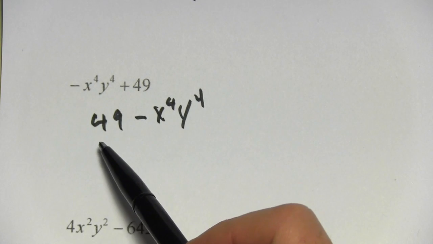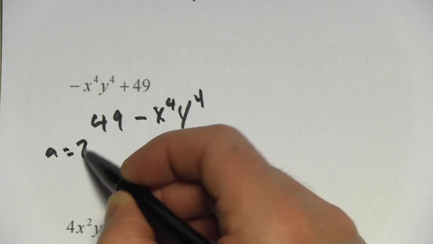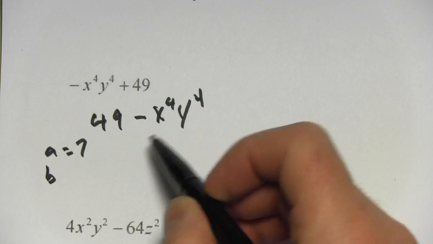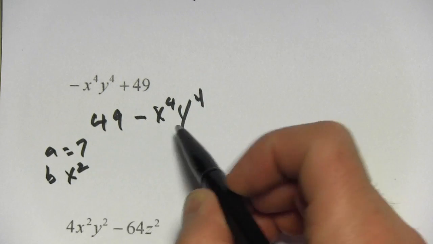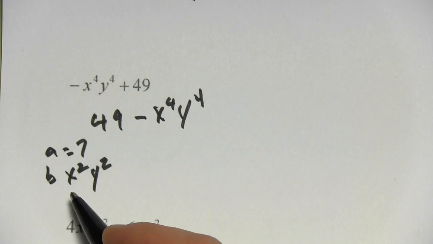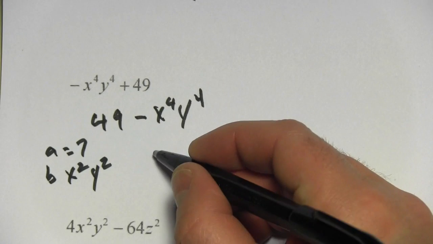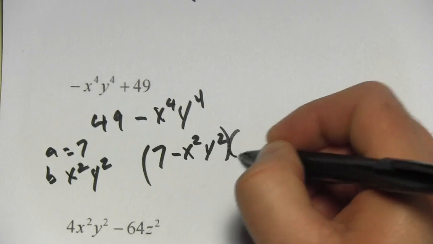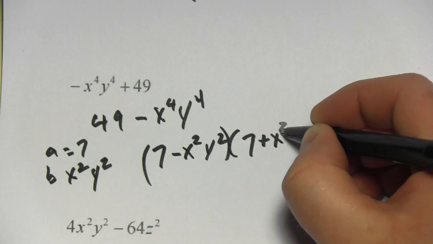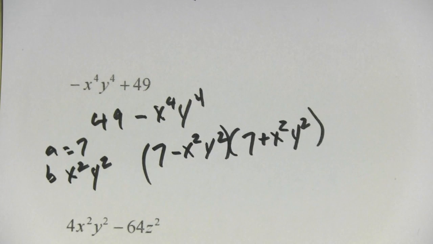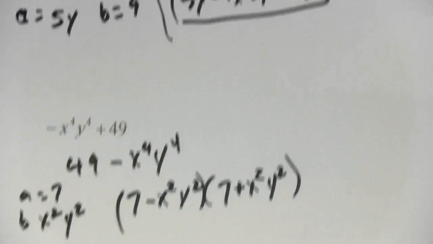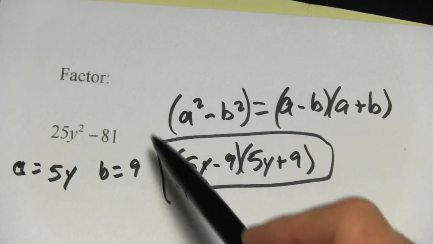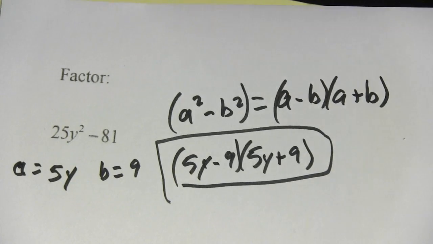So I can take the square root of 49, so a would be 7. And I can take the square root of this. Square root of x to the fourth is x to the second. Square root of y to the fourth is y to the second. So we'll put it in that same pattern of a minus b times a plus b. And that's all there is to it. If you haven't got this memorized, you definitely want to have it down in your notes. It's the difference of squares formula.